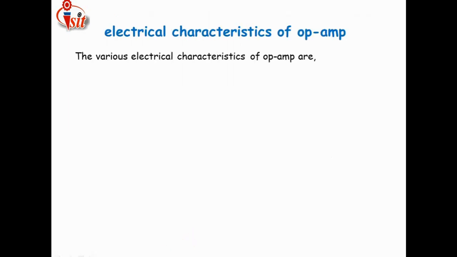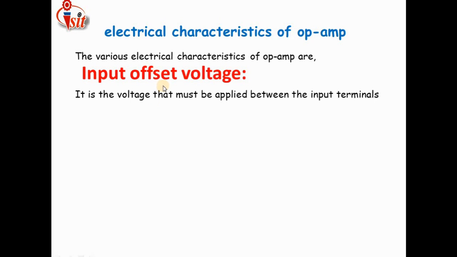Electrical characteristics of op amp. There are some electrical characteristics of an op amp that are involved. These are the various electrical characteristics of an op amp. First is the input offset voltage.